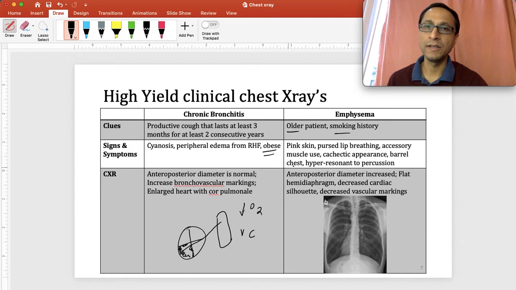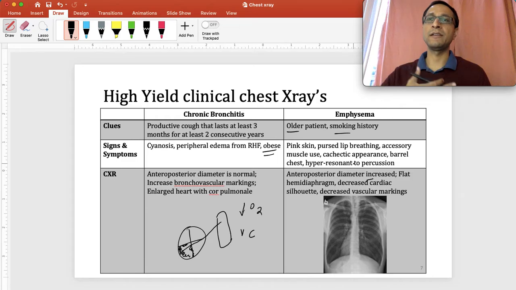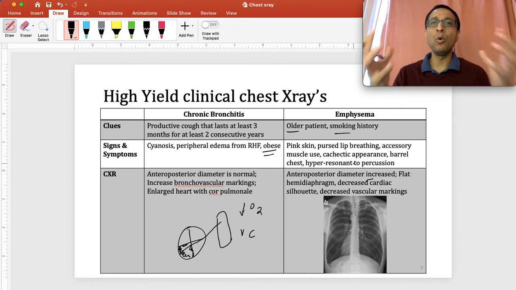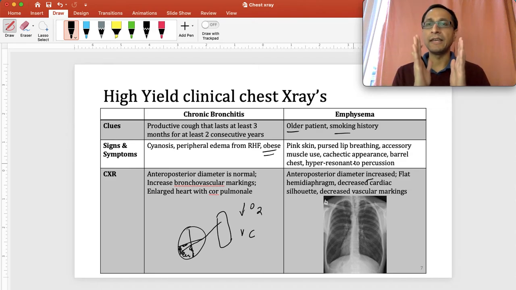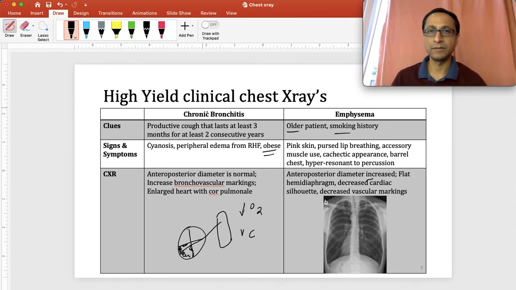Emphysema, on the other hand, the anterior posterior diameter is increased. Remember, the anterior posterior diameter is if you measure the diameter from the anterior chest and the posterior chest. Because emphysema patients are holding on to air, the AP diameter is increased. Because they're holding on to air, it pushes the diaphragm at a very low level. You see how the chest X-ray here, it's elongated. The chest itself is elongated, right?